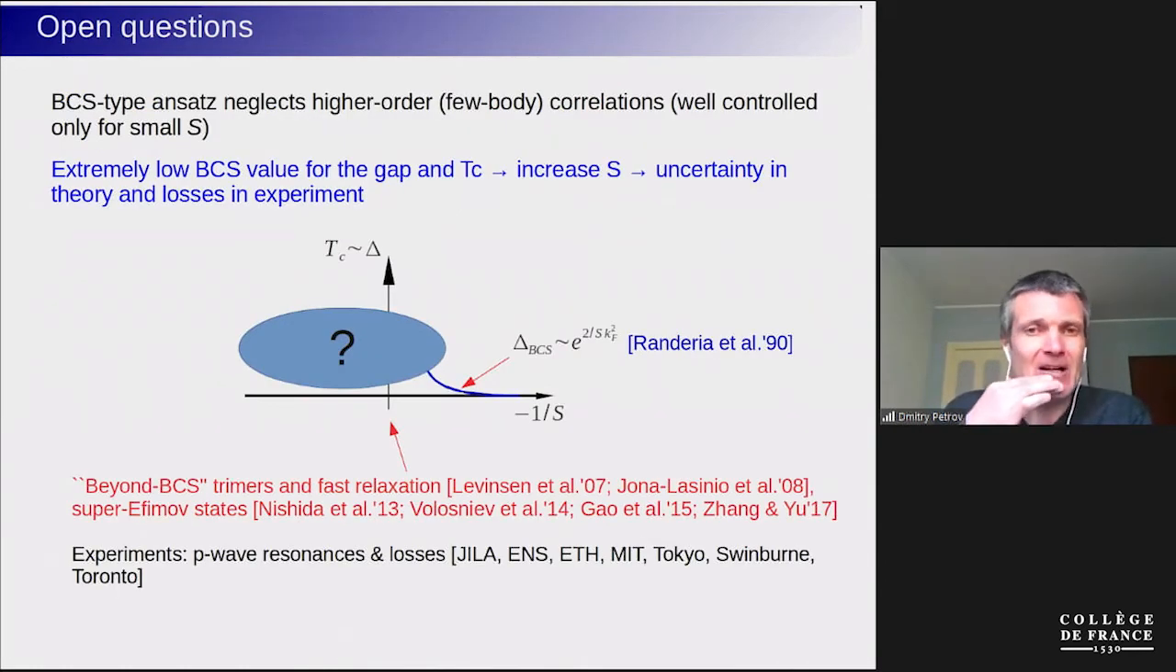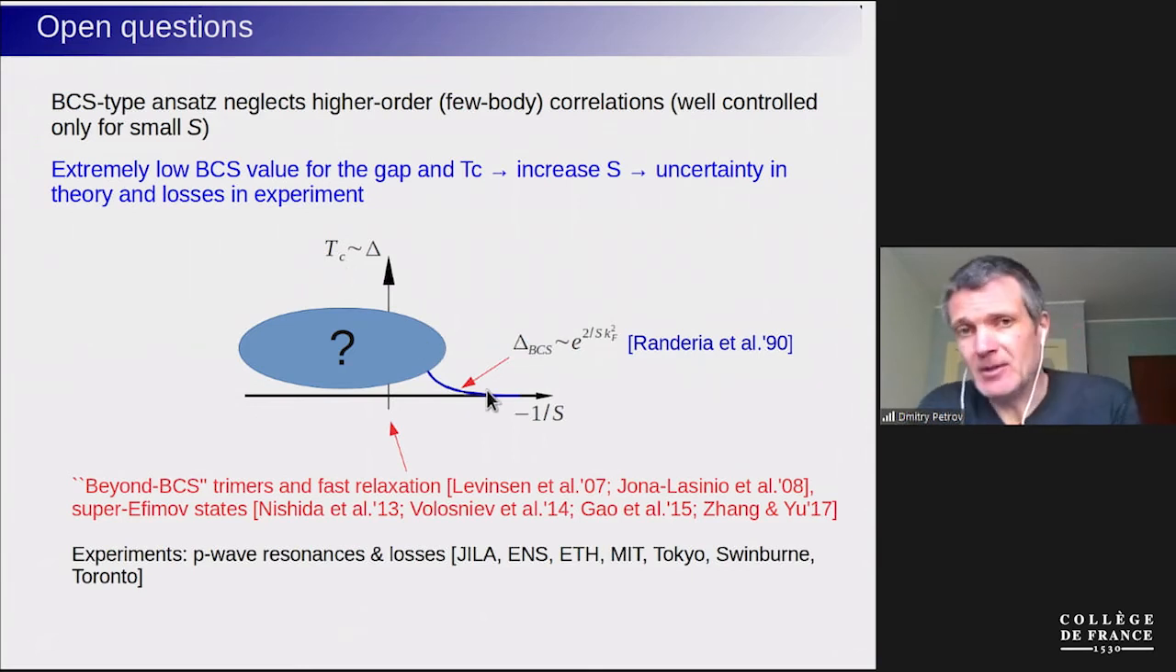Currently the state of the art is, as I said, just a BCS-type ansatz. But the BCS-type ansatz neglects three-body and higher-order correlations. And in fact, in the P-wave case, it may not be as simple as in the S-wave case. So far, we know that BCS theory works well in the extreme limit of very small P-wave attraction. But in this case it also gives exponentially small values of the gap and critical temperature.